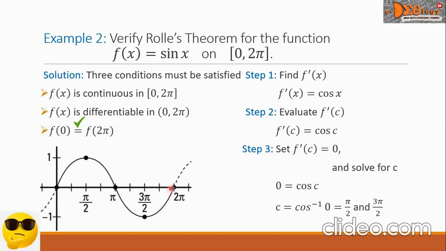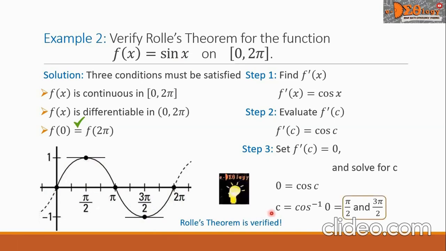Let us show now the graph of sine x. This is our graph. Our closed interval from 0 up to 2 pi. We can see here that when x is equal to pi over 2 and 3 pi over 2, the derivative of the function becomes 0. And at these points, we have two horizontal tangents. So we say now that Rolle's theorem is verified. This is our final answer.